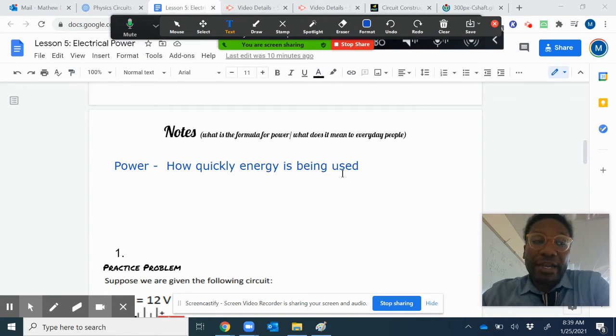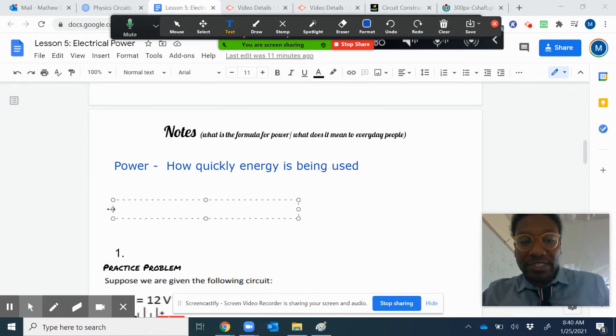You've heard and thought about power throughout your lives, especially when it comes to light bulbs. On a light bulb, you'll see a measurement called watts, and that relates to how bright it is. The higher the wattage, the brighter the light bulb, because higher wattage means more energy is being used more quickly.